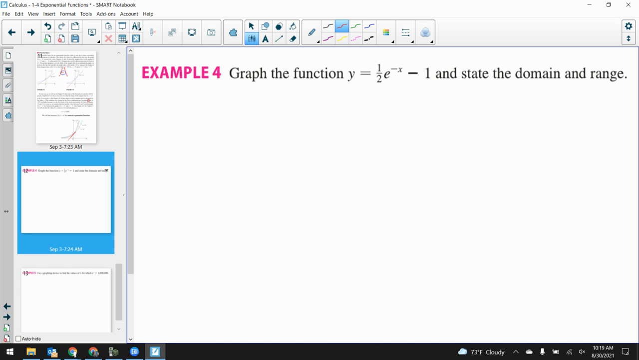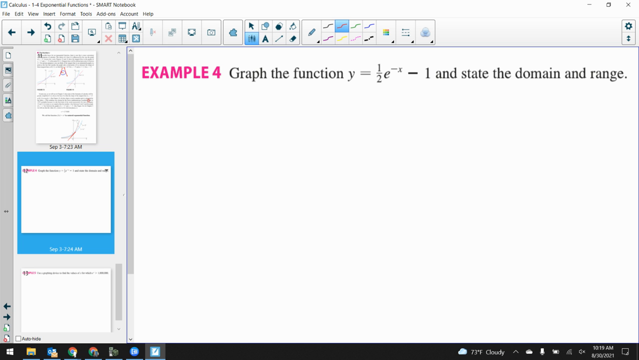So the first thing we're going to do here is graph the function y equals 1/2 e to the negative x, minus 1, and then state the domain and range. I see 3 transformations going on. I'm going to do it using the transformations, and then plug it into my calculator to confirm what we think is happening.